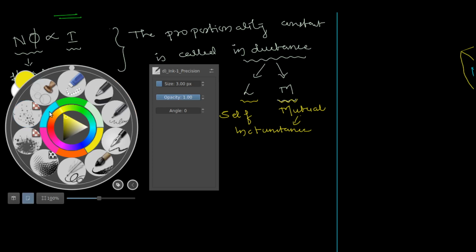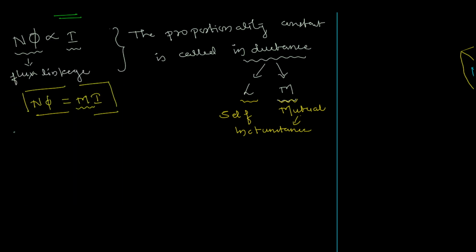We'll discuss as we proceed why the inductance of a coil, mutual or self, doesn't really matter as far as the things it depends on are concerned. The inductance of a coil depends, number one, on the number of turns.